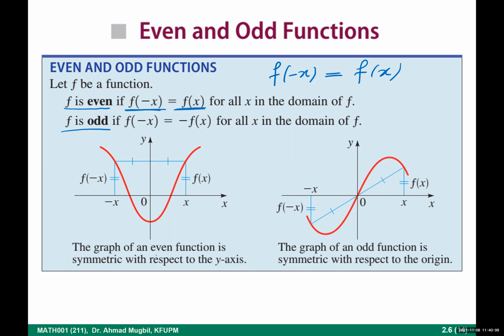And the graph of even functions, this is why the graph of an even function is symmetric with respect to what? To the y-axis. Do you remember how you studied the symmetry about the y-axis in chapter 1? You replace x by negative x, and if you have the same graph, the same equation, it is symmetric about the y-axis. So if the graph is symmetric about the y-axis, then the function is what? Even. And if the function is even, it is symmetric about the y-axis. What is the best example about that?